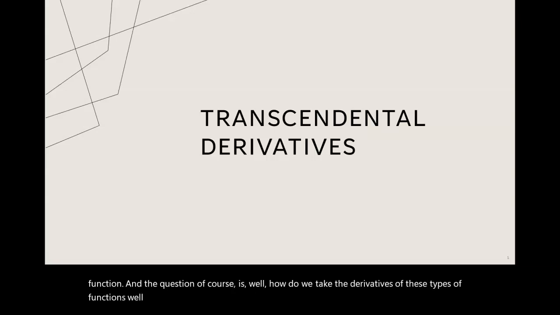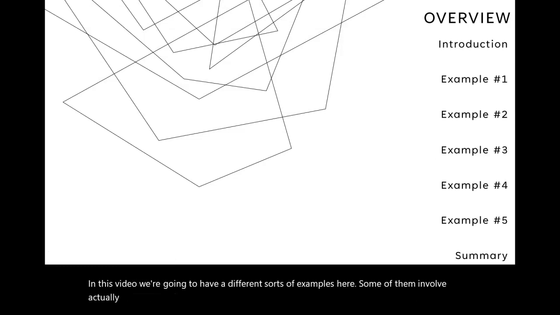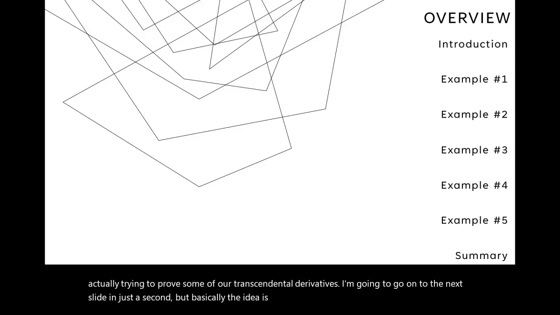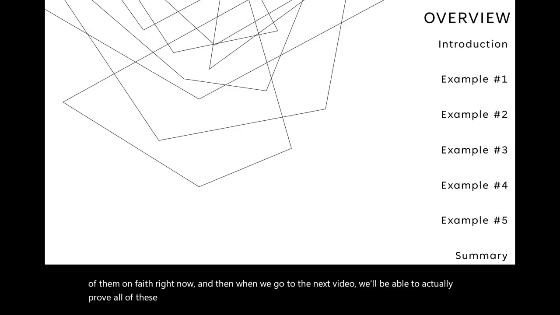Well, here we go. Let's find out. In this video, we're going to have different sorts of examples. Some of them involve trying to prove some of our transcendental derivatives. Basically, we're going to have to accept a few of them on faith for right now, and then in the next video, we'll be able to prove all of these down the road. But I wanted to introduce them to you first.